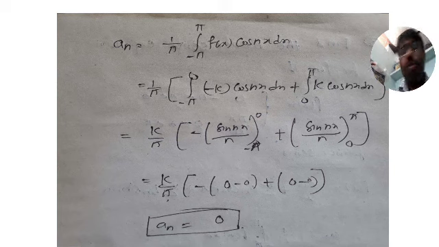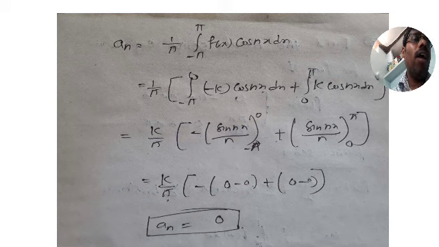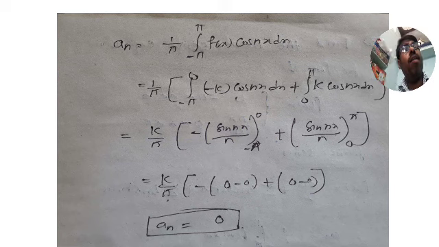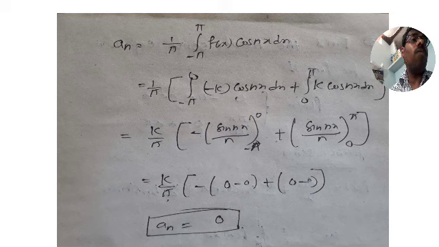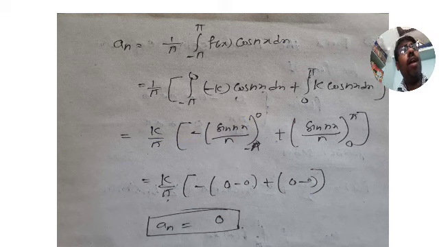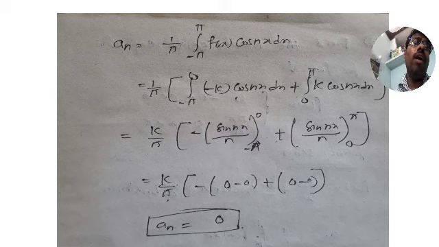Just take it down so that we can move on to find bn. We found the a naught value and now we have found the an value. Now let us find bn also. Then substitute the a naught, an and bn values in the Fourier series so that you can find the Fourier series for the given discontinuous function. So this is what we got: a naught is 0 and an is also 0.